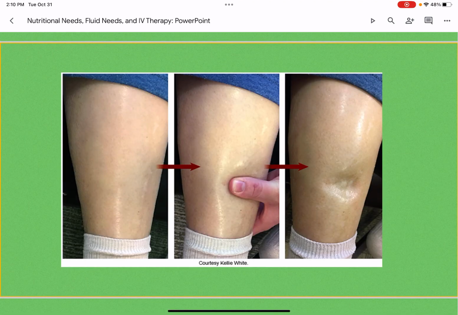This picture here just shows a leg with edema. You can see the thumb pushing down and it leaves an indentation in the skin, showing that there's increased fluid buildup.